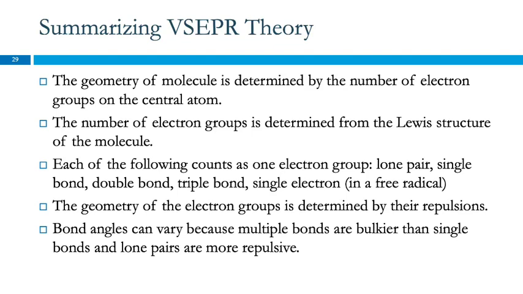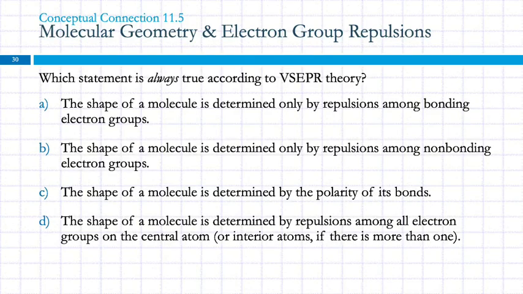Summarizing VSEPR theory: the geometry of the molecule is determined by the number of electron groups on the central atom. The number of electron groups is determined from the Lewis structure. Each of the following counts as one electron group: a lone pair, a single bond, a double bond, a triple bond, and a single electron that might be found in a free radical. The geometry of the groups is determined by the repulsions. Bond angles can be different because multiple bonds are bulkier than single bonds, and lone pairs are more repulsive. So the bond angles can get a little wonky. But that's your summary of VSEPR theory.